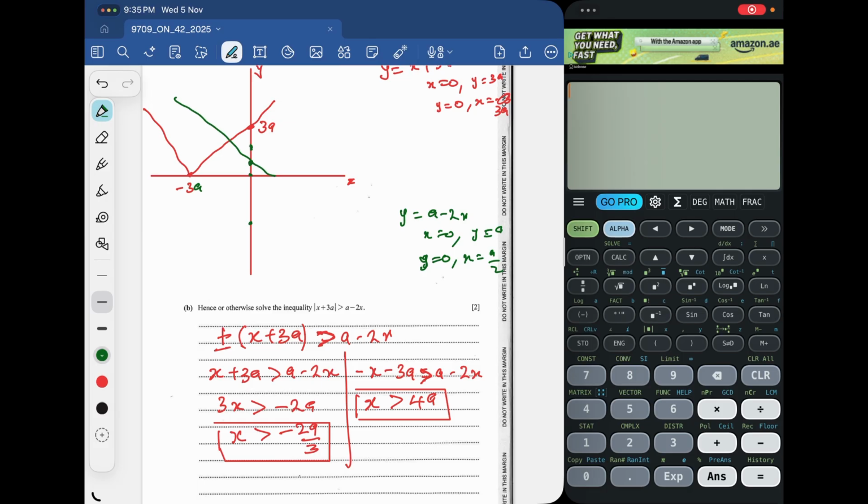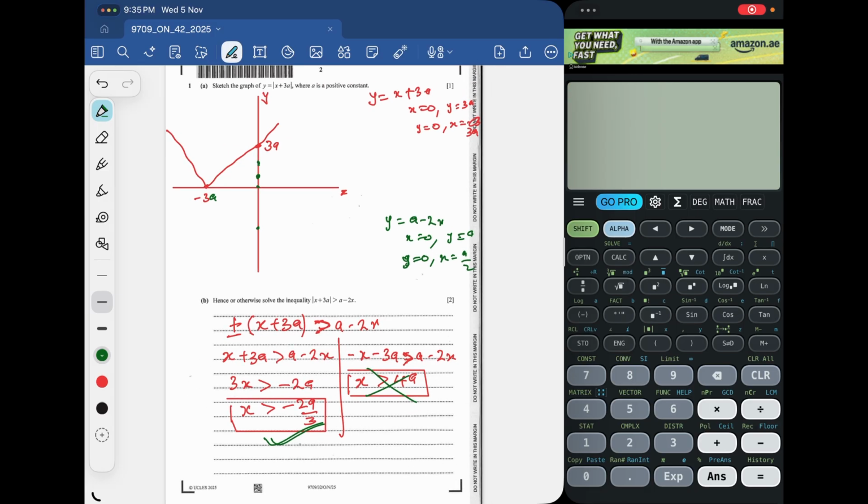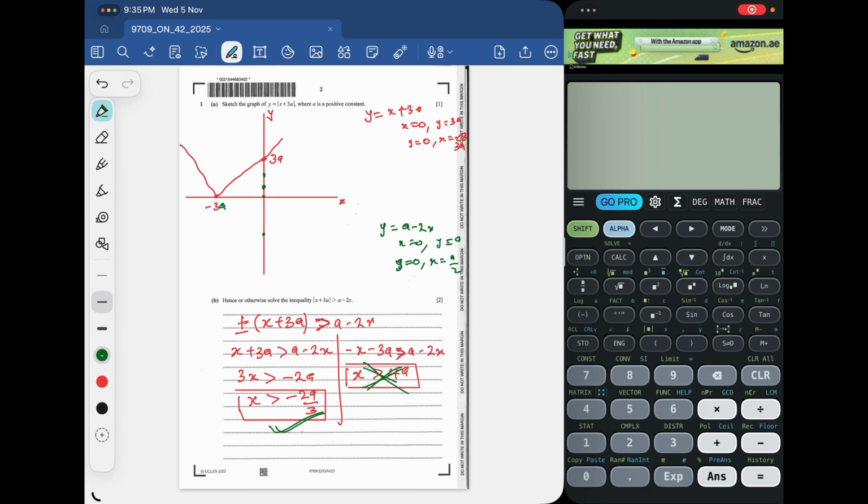So I only have one point of intersection because at minus 4a, there's no way to intersect on this side. So my only point of intersection is this. So this is my answer. It will not intersect, anyway, the negative is on the left, and we have minus 4a. So my answer is only this one. This is not my answer. I hope that's clear.